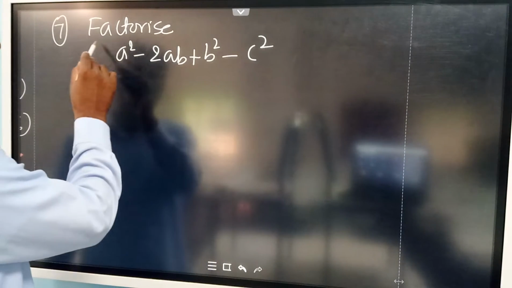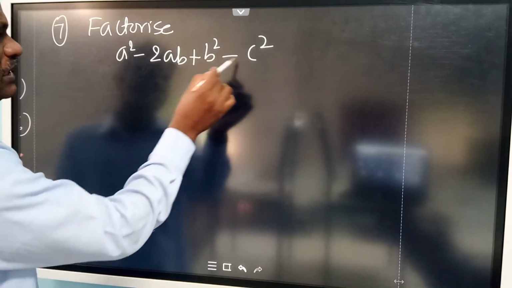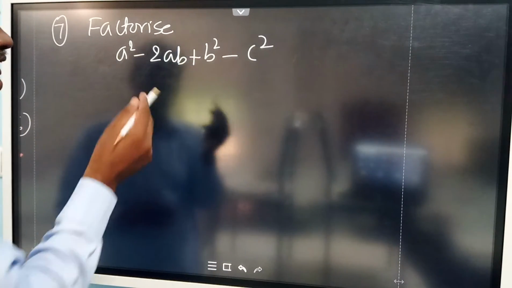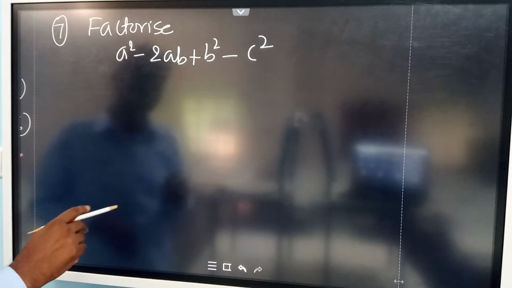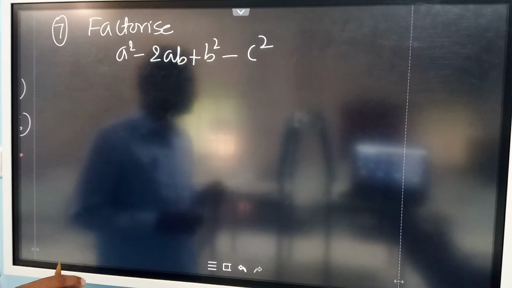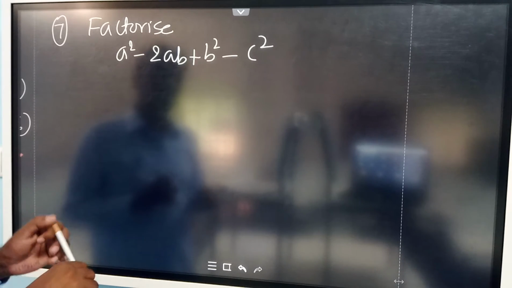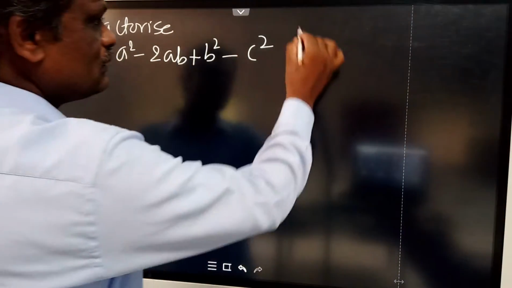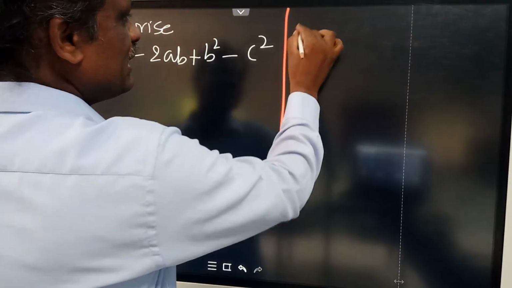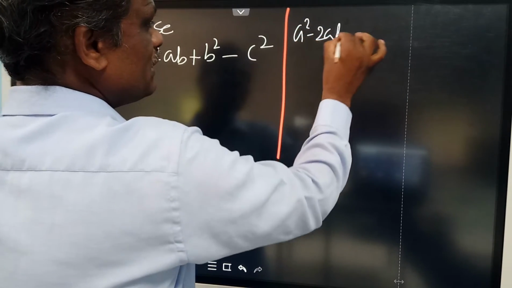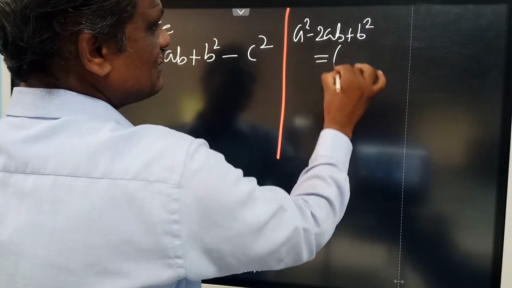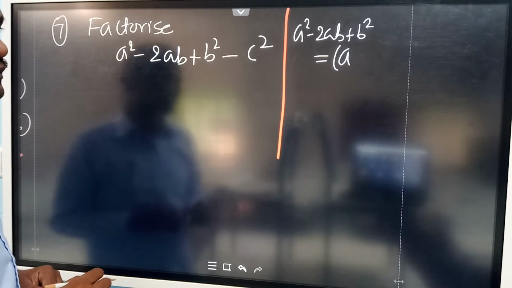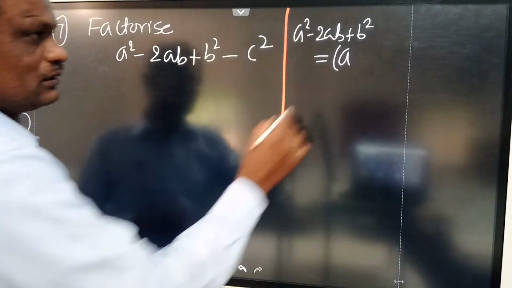The given question is factorize a square minus 2ab plus b square minus c square. When you look at this question, immediately you will recall one formula. What is that formula? Tell me. Sir, a square minus 2ab plus b square. Look at these three terms. We have a formula. So a square minus 2ab plus b square, what you can write this as? Sir, a minus b whole square.